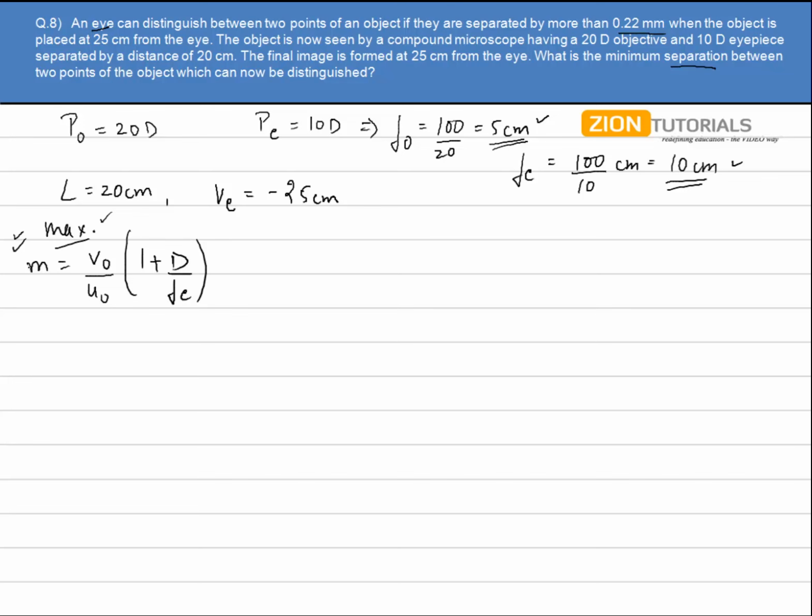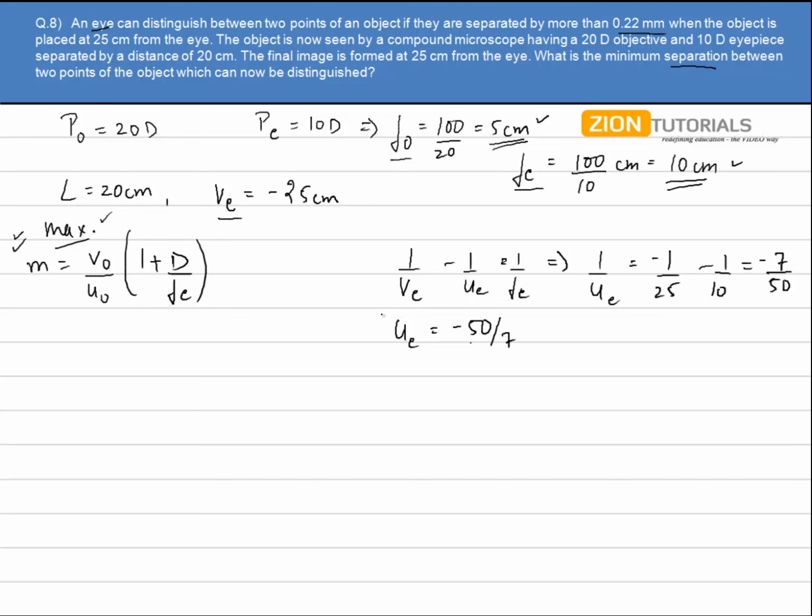So we will calculate first of all the magnification. We are given VE, we are given FE and FO. So I can calculate UE using the formula 1 upon VE minus 1 upon UE is equal to 1 upon FE, or this will give me 1 upon UE would be equal to minus 1 upon 25 minus 1 upon 10. So this would be equal to minus 7 upon 50. So that means UE would be equal to minus 50 by 7. So UE we know.